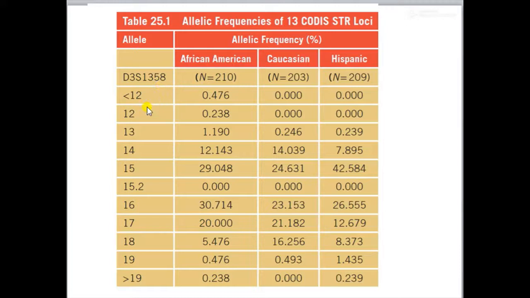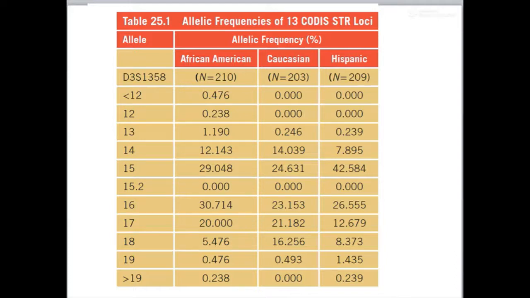Now, if I'm going to take D3S1358, it can occur in different alleles like 12, 13, 14, 15, 17, 18, 19. So, comparing a number of African Americans, like now, I've taken 210 samples, what is the frequency of that allele to occur in it? That should be calculated. In the same way, if you're working with Caucasians, you have to prepare an allelic frequency like that, and if Hispanics, you have an allelic frequency like that, or if you're working with Asians, you should have an allelic frequency of that particular population.